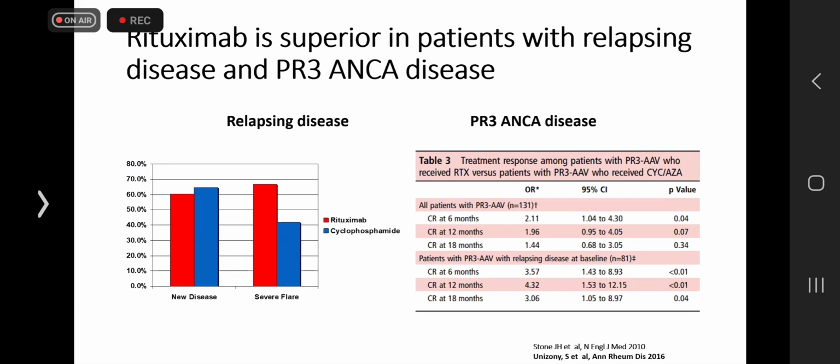However, at the bottom, you see PR3 ANCA patients who have relapsing disease. And in those patients, rituximab is superior to cyclophosphamide for maintaining remission at month 12 and at month 18 as well. And it's for this reason that rituximab is now preferentially recommended to use for remission induction in patients who have relapsing disease as well as PR3 ANCA positive.